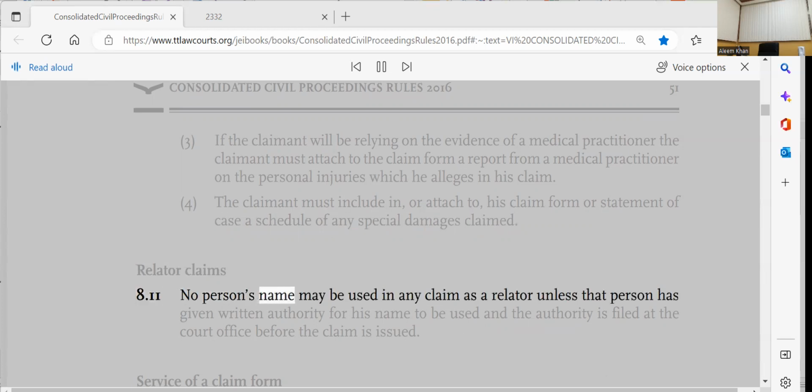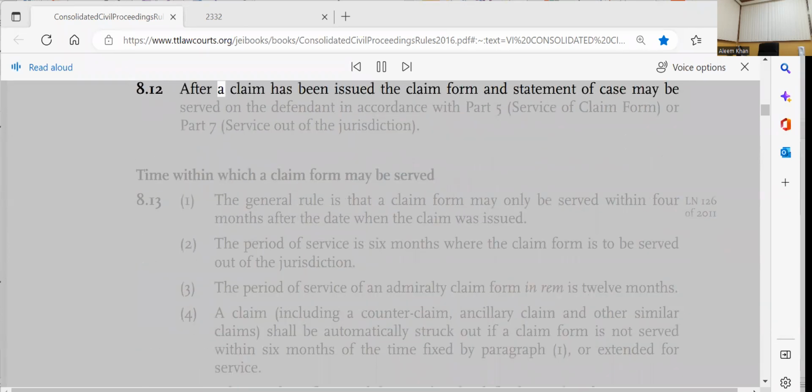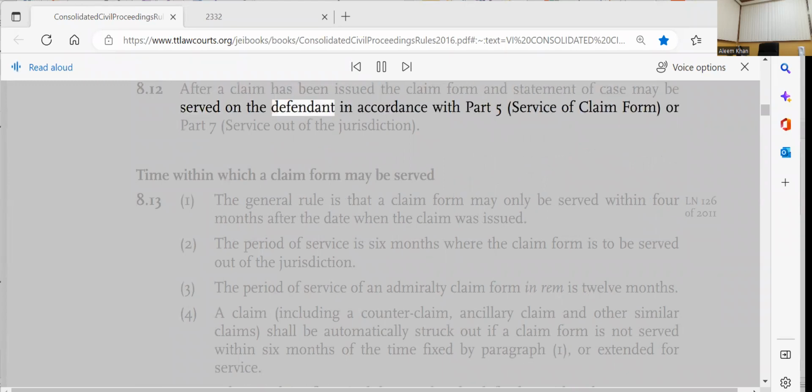Relator claims. 8.11. No person's name may be used in any claim as a relator unless that person has given written authority for his name to be used and the authority is filed at the court office before the claim is issued. Service of a claim form. 8.12. After a claim has been issued, the claim form and statement of case may be served on the defendant in accordance with Part 5, Service of Claim Form, or Part 7, Service out of the jurisdiction.